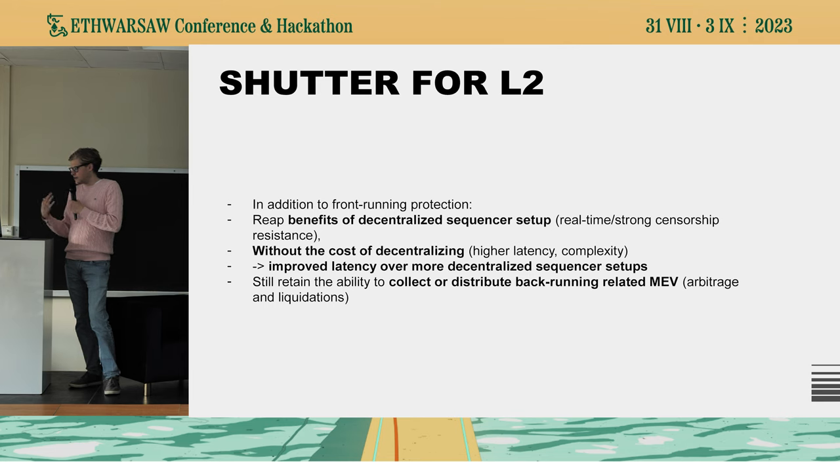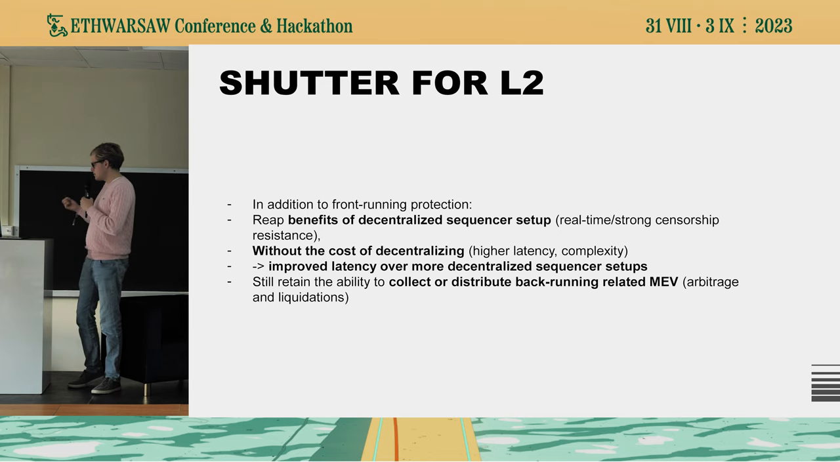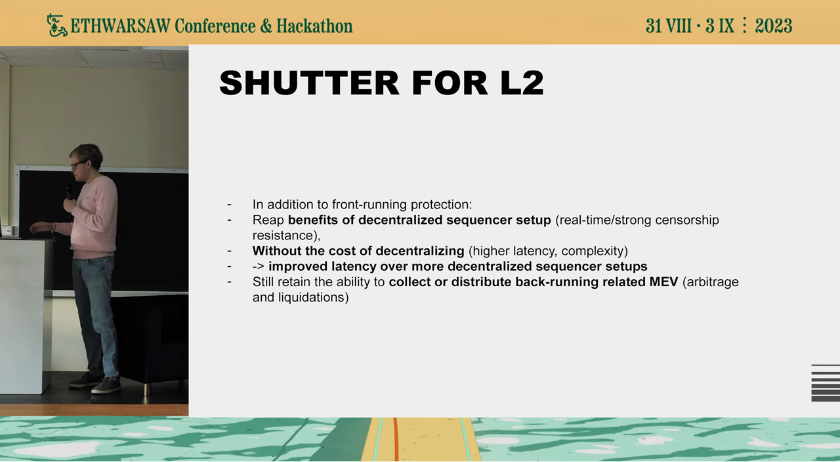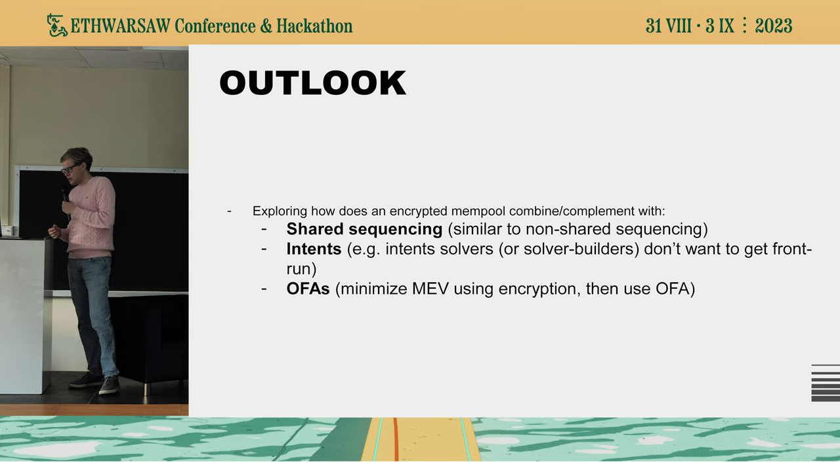I said this already, I think the Shutter L2 sequencers would still have the ability to extract and distribute backrunning related MEV. So that's not impacted by this at all.